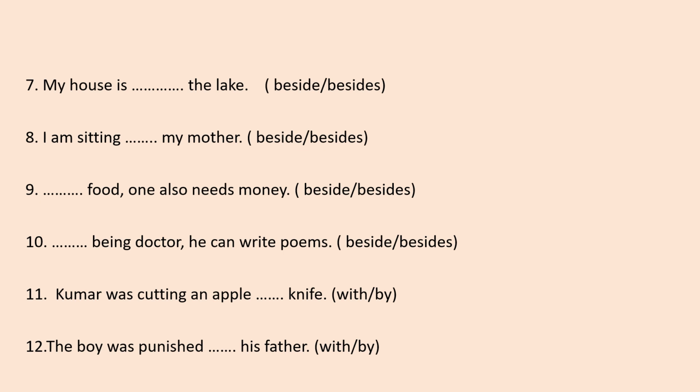Now we will go with the example, that is seventh one. My house dash the lake. Here it's a small letter, so sorry for this one. Okay, so here I have given beside and besides. These are the examples. These are the prepositions. You must know the difference between this one. Beside means here that is called as by the side.